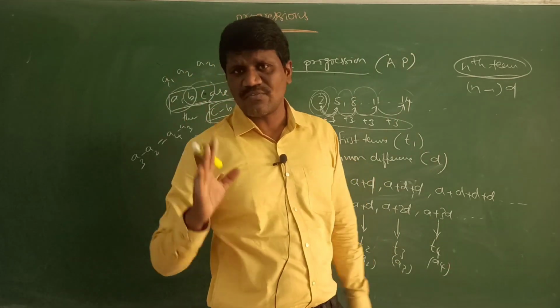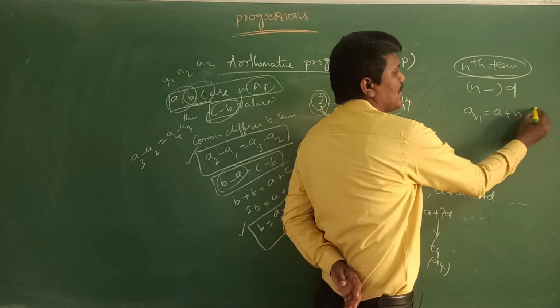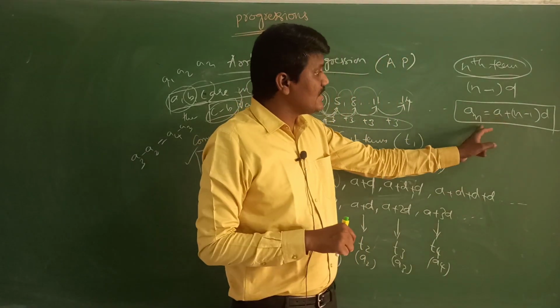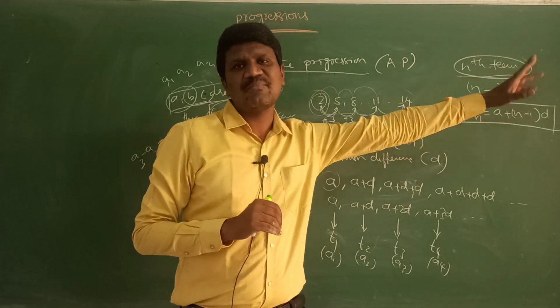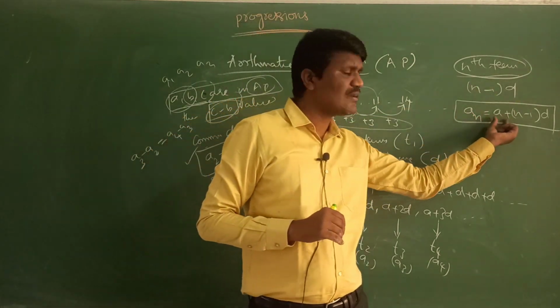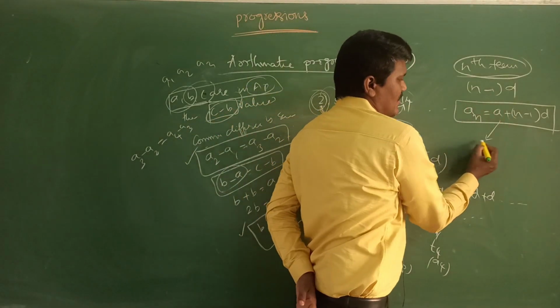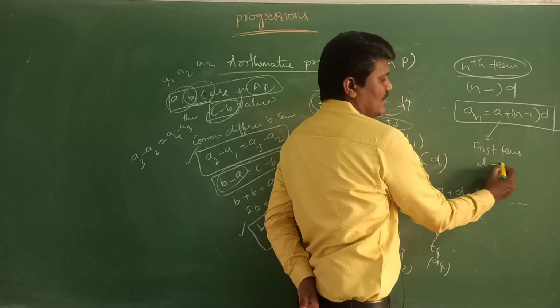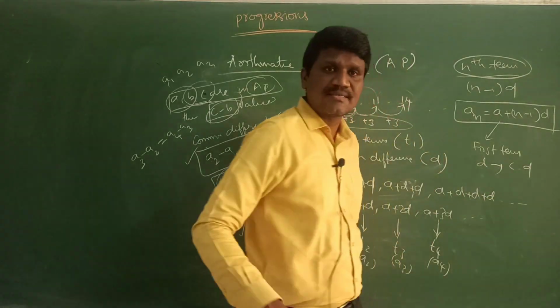Here simply you remember the formula of nth term: an is equal to a plus n minus 1 into d. So this is the formula for nth term of an AP. Nth term of AP is a plus n minus 1 into d. So what is a here? A is first term. And what is the d? D is a common difference.